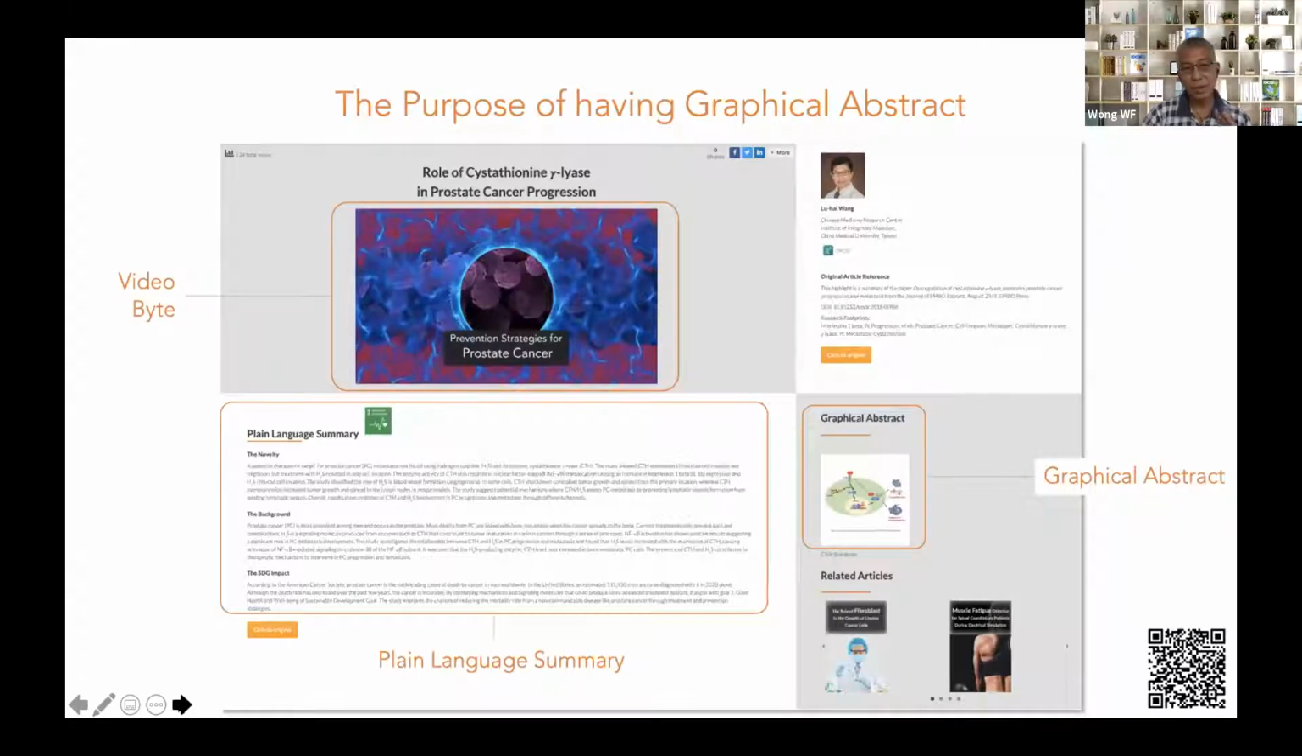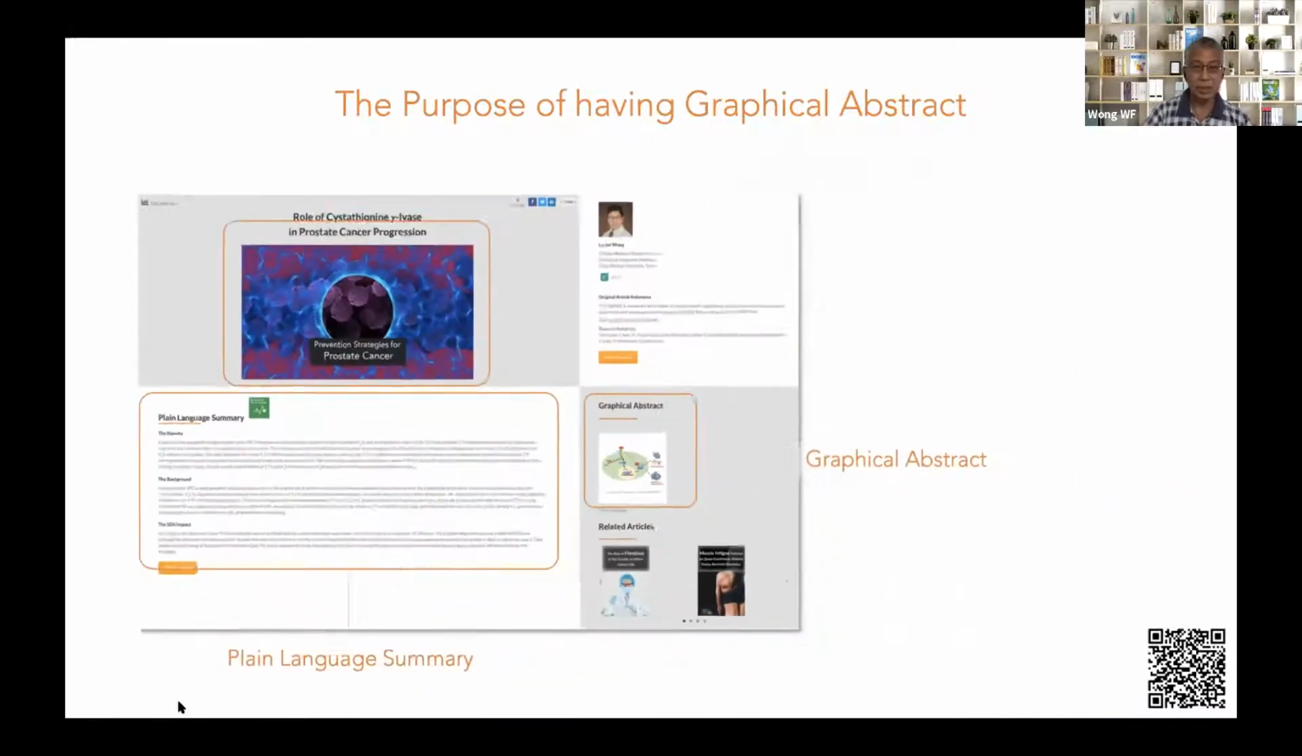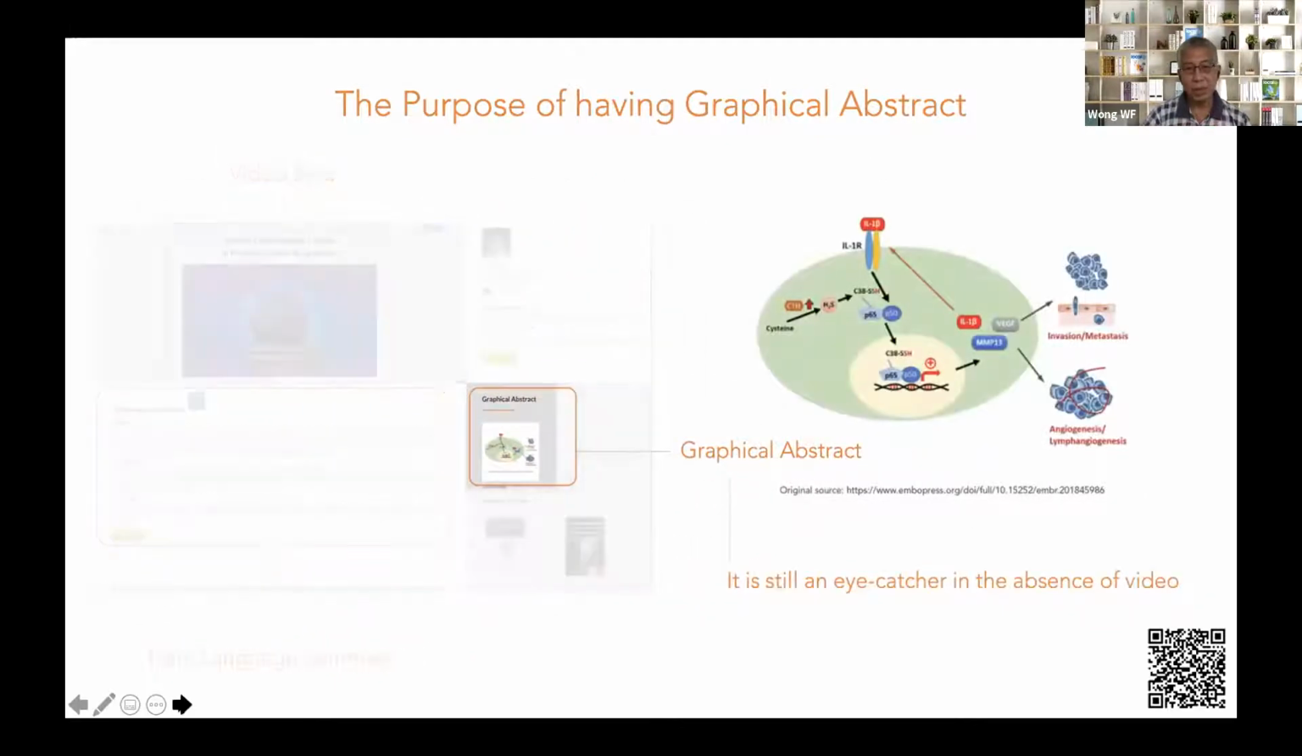Some of you will say, well, if I have a video bite, why do I need a graphical abstract? Well, the thing is that not all the time researchers make a video bite. Sometimes we just show some quick video with a few narratives. There's really nothing much there. So the gist of it still has to come from either the plain language summary or the graphical abstract. And as you can see, the graphical abstract, no matter how, is still an eye catcher. In the absence of video, that is the one that gets attention, and we all humans like to see pictures.